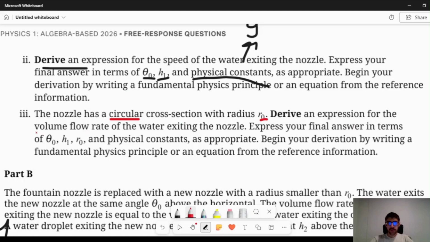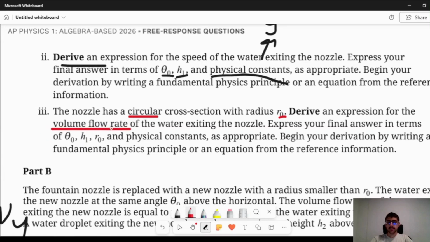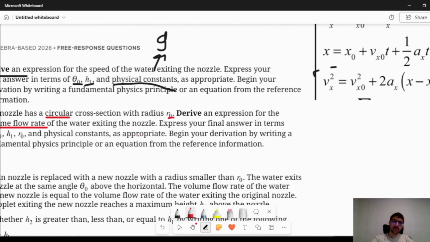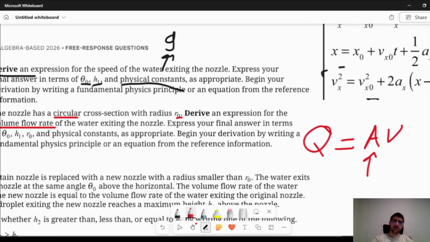So volume flow rate, we have to remember, because not explicitly stated, but you can find it in the equation sheet still technically. Volume flow rate, which is sometimes shown as Q, or for this I'll just put Q because I don't want to use V again. Q is equal to A times V, and A is the cross-sectional area, which is why they gave us the cross-sectional radius, and that it has a circular cross-section.